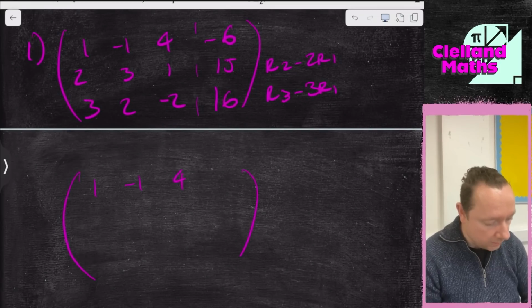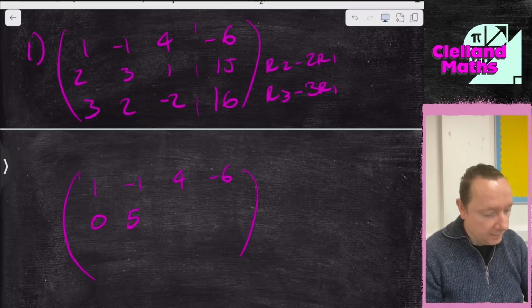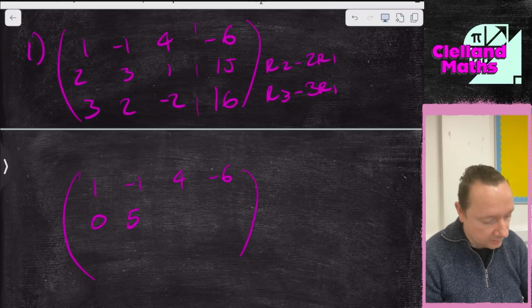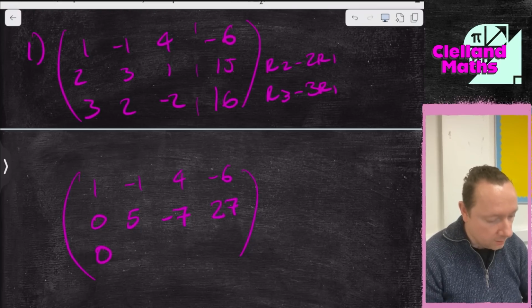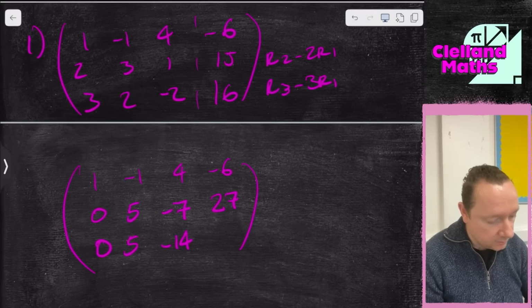1 minus 1, 4 minus 6, that's 0. 3 minus 2 is 5. 1 minus 8 is minus 7, and 15 plus 2 sixes is 12 is 27. And then we've got 0, 2, 3 ones is 3 is 5, minus 2, 3 fours is 12. So minus 2 minus 12 is minus 14. And then 16, 3 sixes is 18, 18 and 16 is 34.